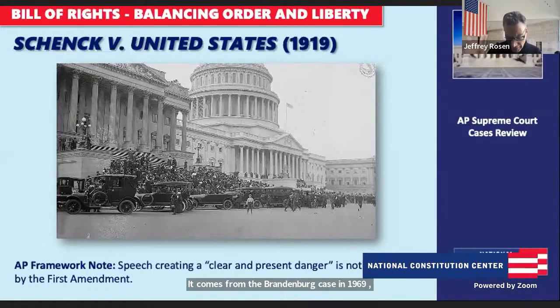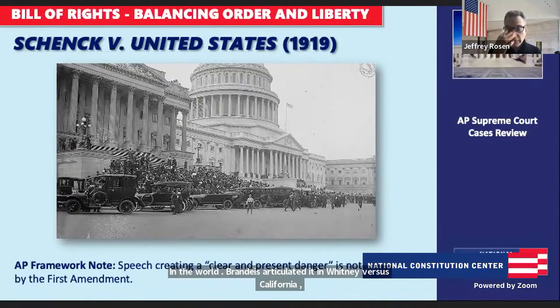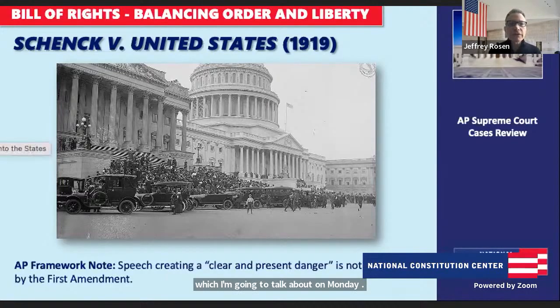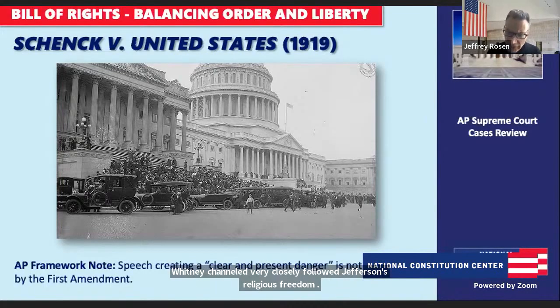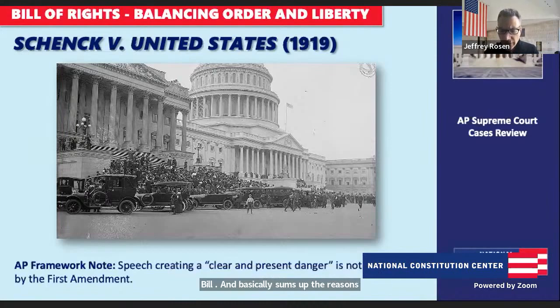Whitney very closely followed Jefferson's religious freedom bill and basically sums up the reasons for protecting free speech. But Schenck is very important because it's Holmes's earlier version of the test, which is called the clear and present danger test. It's not quite identical. Let's just be lawyers here. There's a difference between saying that the speech has to pose a clear and present danger and saying that it has to be intended to and likely to cause imminent lawless action. But it's a version of the same thing.